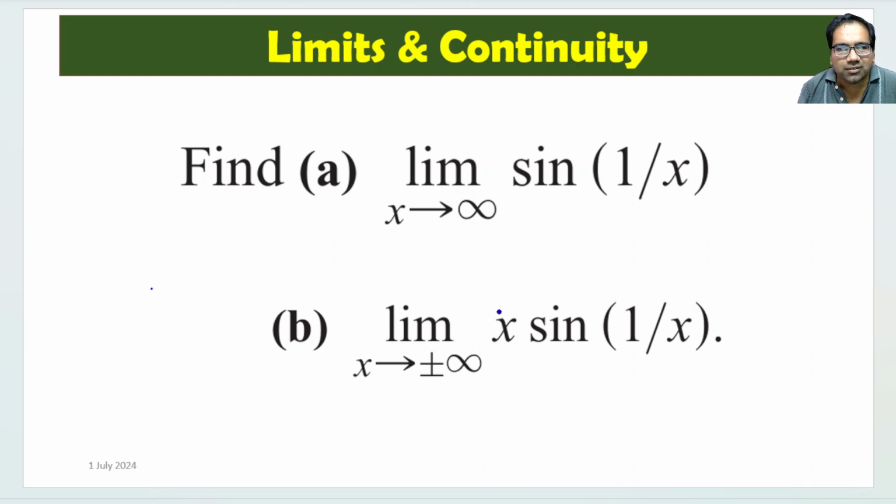So x is tending to infinity and this sin 1 by x is tending to 0. So we are looking at some peculiar case, infinity into 0. What exactly is it? Is it 0? Is it infinity? Is it something else? Let us try to resolve both of these cases.